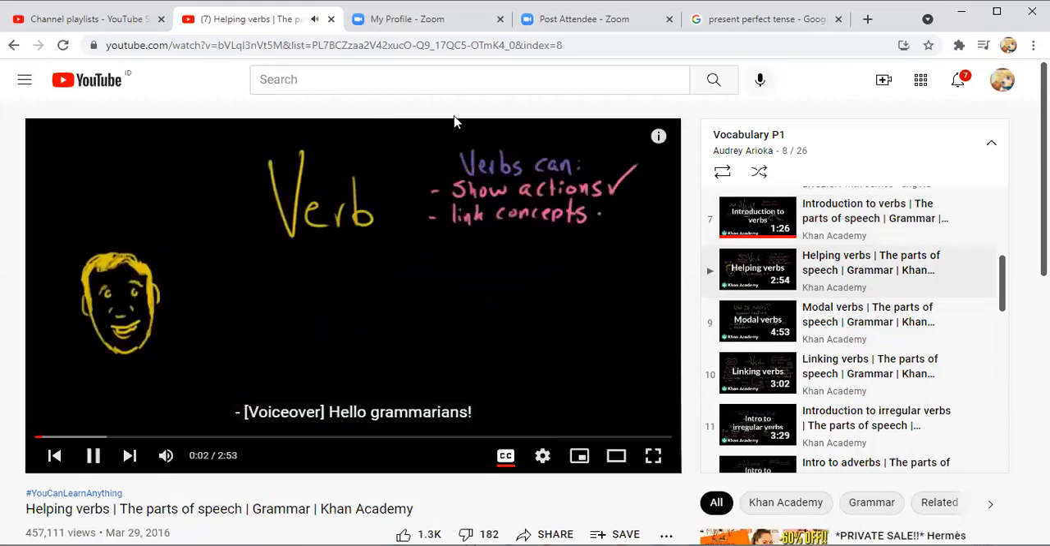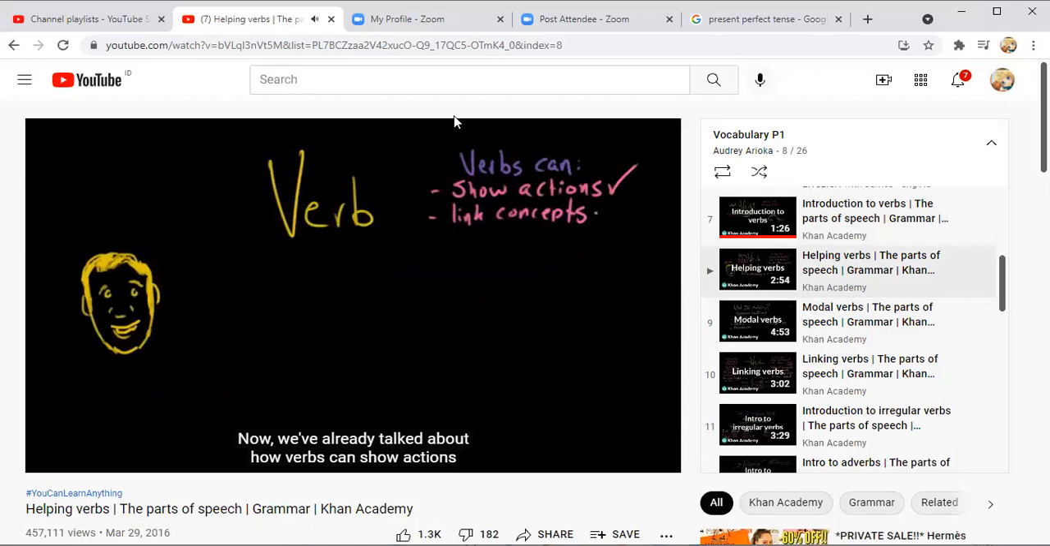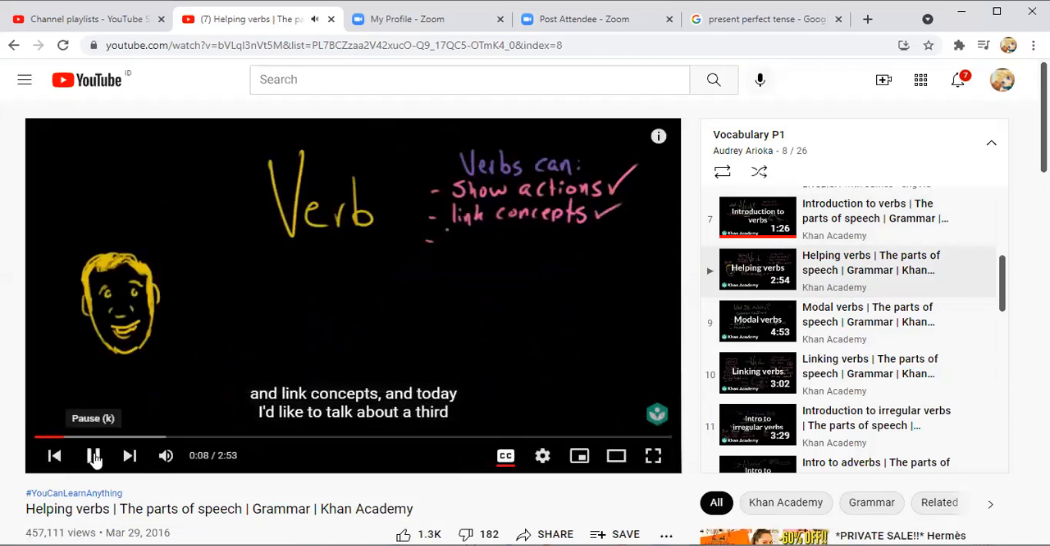Hello, grammarians. Now we've already talked about how verbs can show actions, link concepts. Today I'd like to talk about the third. Okay, let's watch linking verb first.